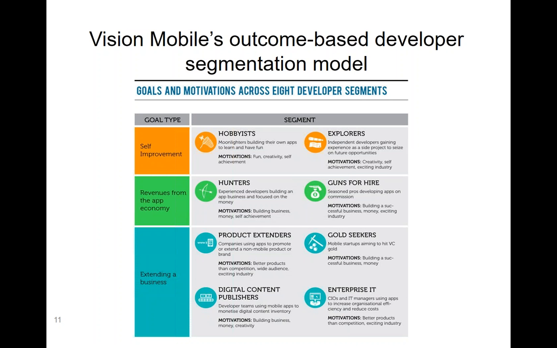So we have the self-improvers at the top, and they're hobbyists who are just doing it for fun, creating stuff for themselves. Explorers, who are slightly different because they have a definite aim in mind, they're building their skills, they're trying to get involved, they're trying to explore new technologies in new areas. Then we have those who are going to make revenue from the app economy.